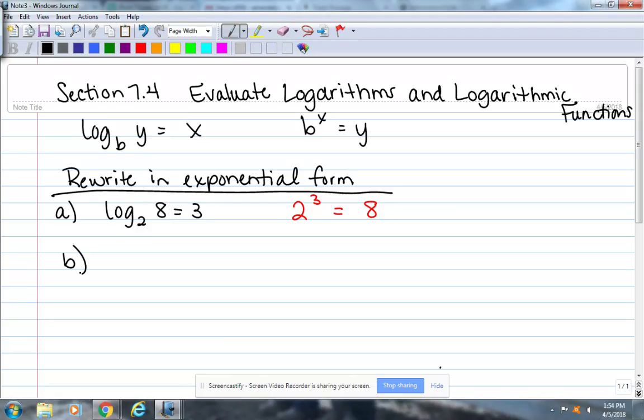All right, so the next one. Log base 4 of 1 equals 0. So it's 4 to the 0 power equals 1. You do this, and then back to this. Does that make sense?